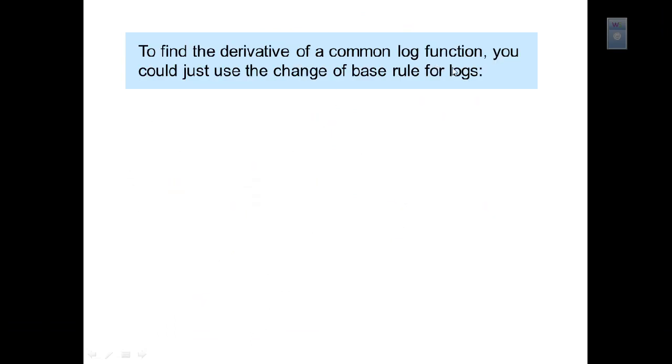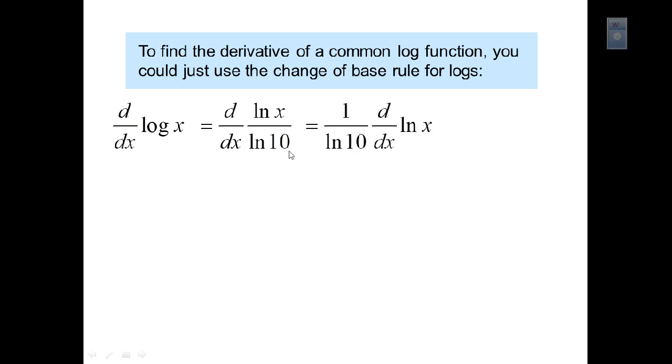Now, to find the derivative of a common log function, you could just use the change of base formula. You could use the change of base rule for logs. So if we had a common log of x, we can change that by using the change of base rule. It's the natural log of x over the natural log of 10. And when you take the derivative, the 1 over the natural log of 10 is a constant, so it can move all the way out to the front. And what do we know the derivative of natural log of x is? Well, it's 1 over x. So we end up with 1 over the natural log of 10 times 1 over x.